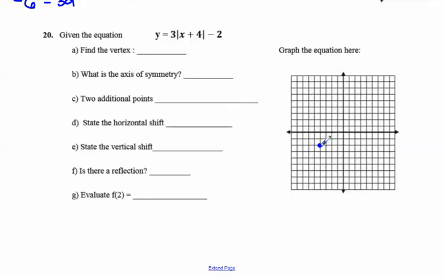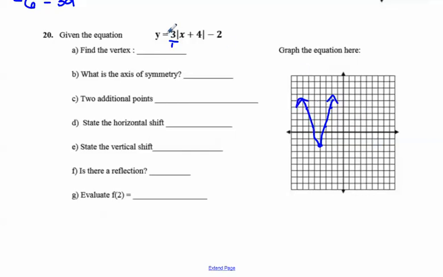Now normally from this vertex, your V shape would go over 1 and up 1 on each side. But we have a stretch of 3, and 3 is the same as 3 over 1. So when I go up 3, I go over 1. This is my stretch of 3. Up 3 and over 1, and do that on both sides. Okay, and then you want to use a straight edge to make a nice line. Okay, hopefully your lines are better than mine.